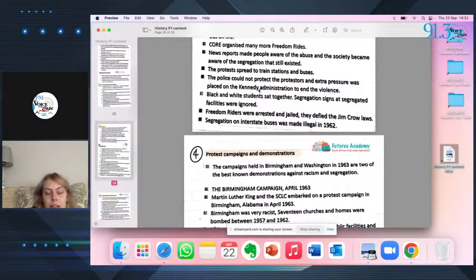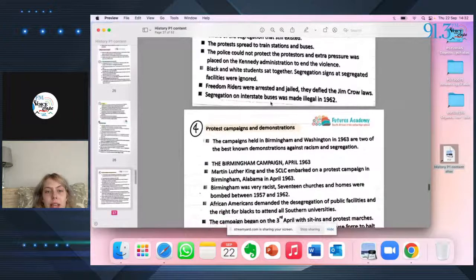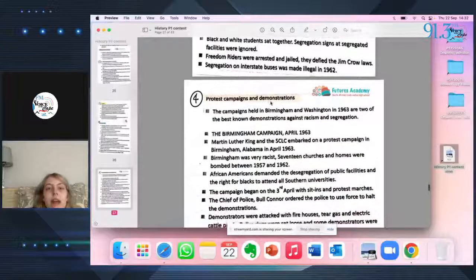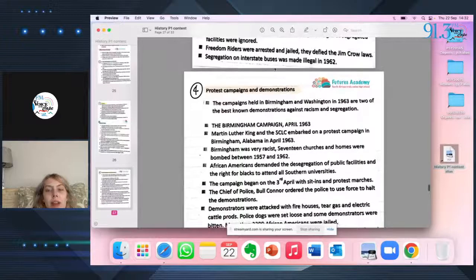So on the US administration of the time. Black and white students sat together, and segregation signs at segregated facilities were ignored. Freedom riders were arrested and jailed since they defied the Jim Crow laws. Segregation on interstate buses was made illegal in 1962.